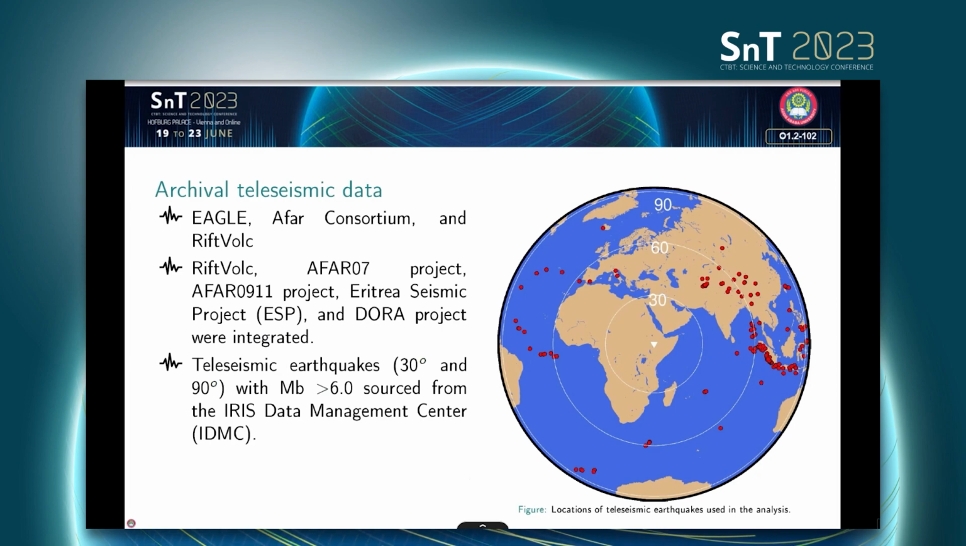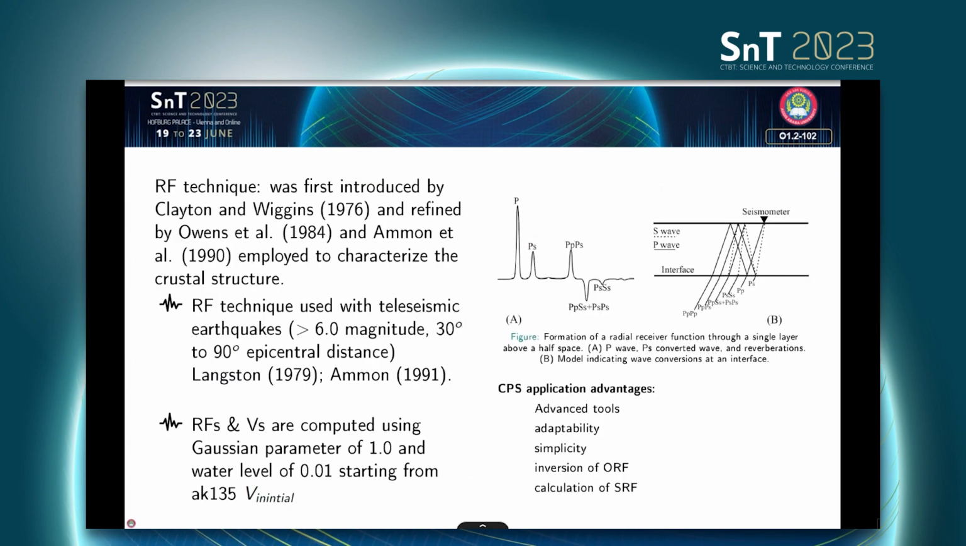So in our study, we have used teleseismic earthquakes ranging from 30 degrees to 90 degrees, and with a magnitude of 6.0. And these teleseismic earthquakes have been utilized for the inversion of the receiver function technique. To the right of this, the P wave coming from the mantle will be converted to S wave and various reverberations. So the direct Ps is the conversion which is happening at the Moho.